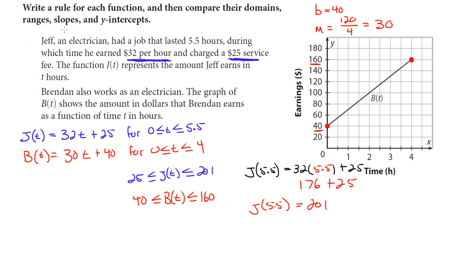Their slopes, Jeff has a higher slope, or Jeff's function has a higher slope than Brendan's, which means what? Jeff has a higher rate of change. Jeff charges more per hour. He charges $32 per hour. And their y-intercepts, Brendan has a higher y-intercept than Jeff, and that's because Brendan charges a higher service fee than Jeff.